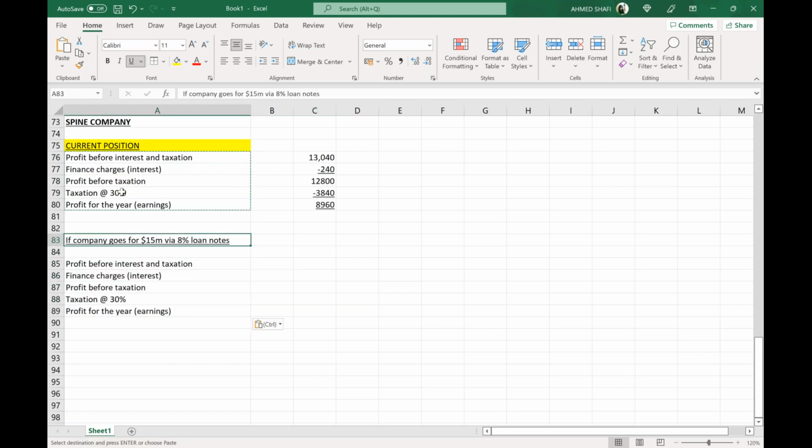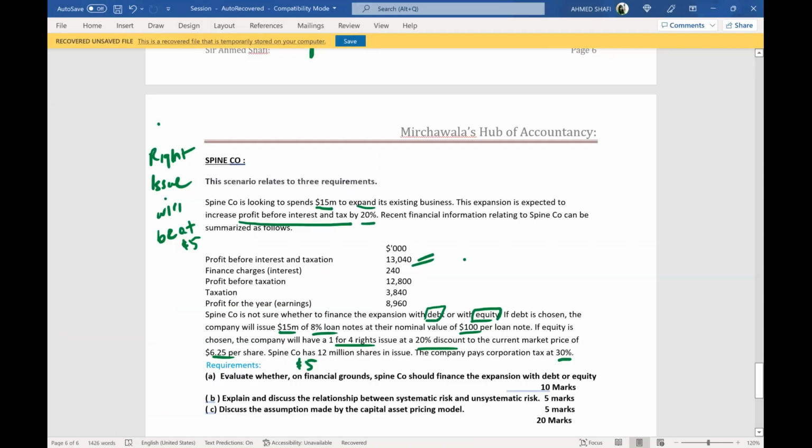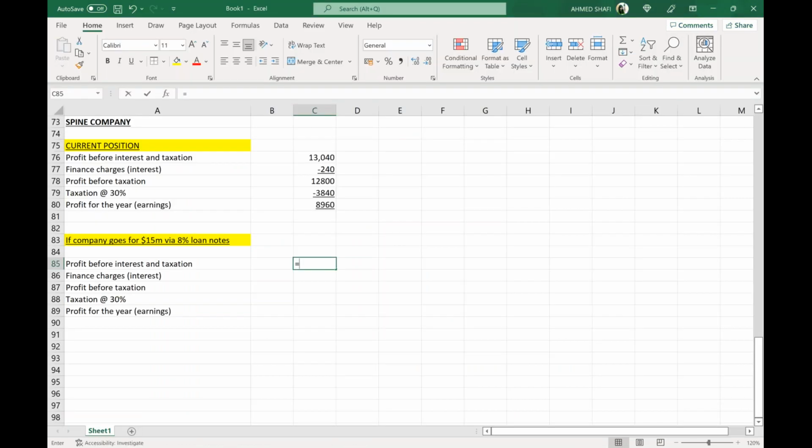Now, if the company goes for 15 million via 8% loan notes, what will happen to PBIT? It's clearly mentioned in the question that if you spend 15 million, the expansion will increase PBIT by 20%. So my PBIT will not be 13040. It will increase by 20%. This will become 15648. 13040 increasing by 20% makes it 15648.